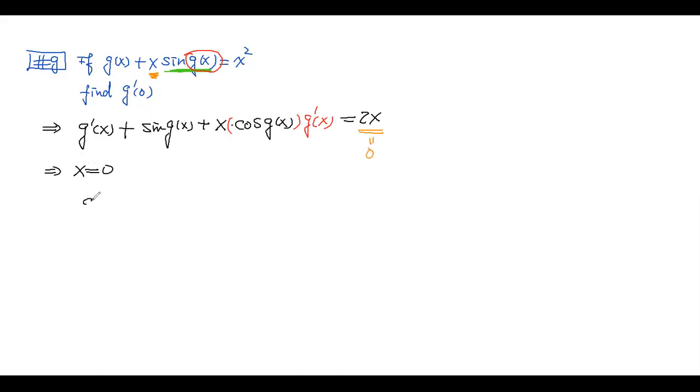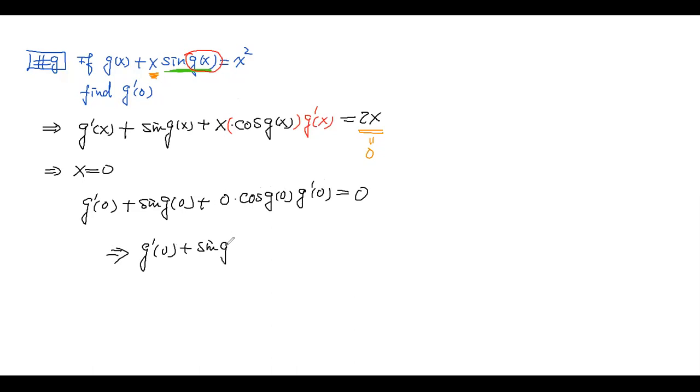Okay, so let's see here. That means g prime of 0 plus sine g of 0 plus, here it's 0, right? So it's 0 times cosine g of 0, and that times g prime of 0 is equal to 0, right? So then I have g prime of 0 plus sine g of 0 equal to 0. So what is g prime of 0?